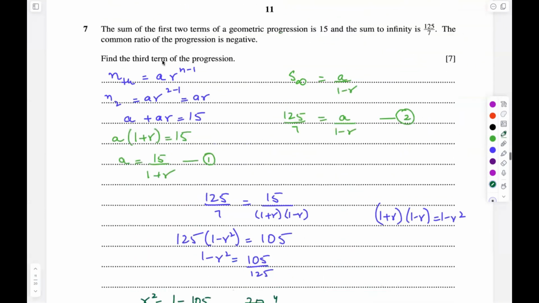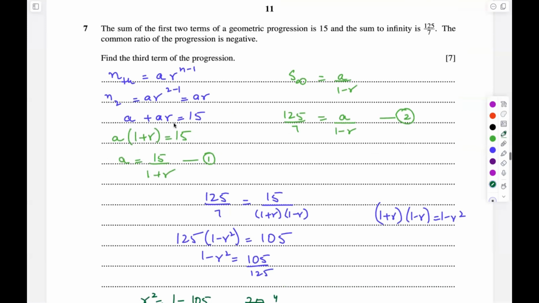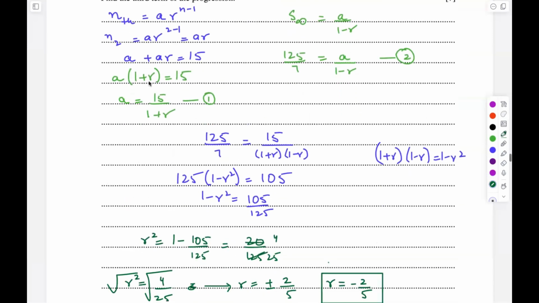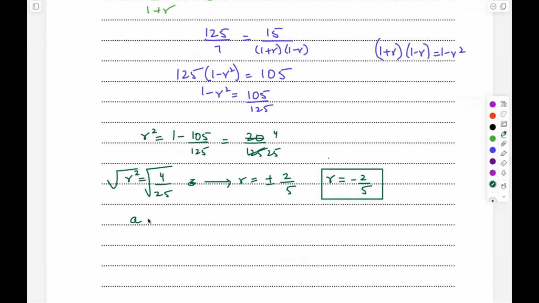Now, as we have to find the third term of the progression, we need the value of a as well. We know that a plus ar equals 15. We can use this, or the second equation, to find the value of a. Using the first equation, a equals 15 upon 1 plus r, which is 15 upon 1 plus minus 2 upon 5. Taking the LCM, this becomes 15 upon 5 minus 2 upon 5. Simplifying, this becomes 75 upon 3, which equals 25.